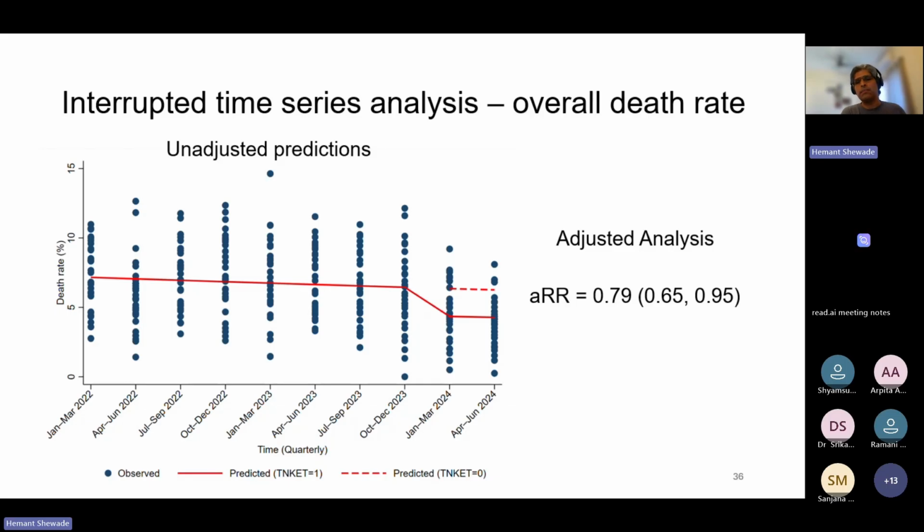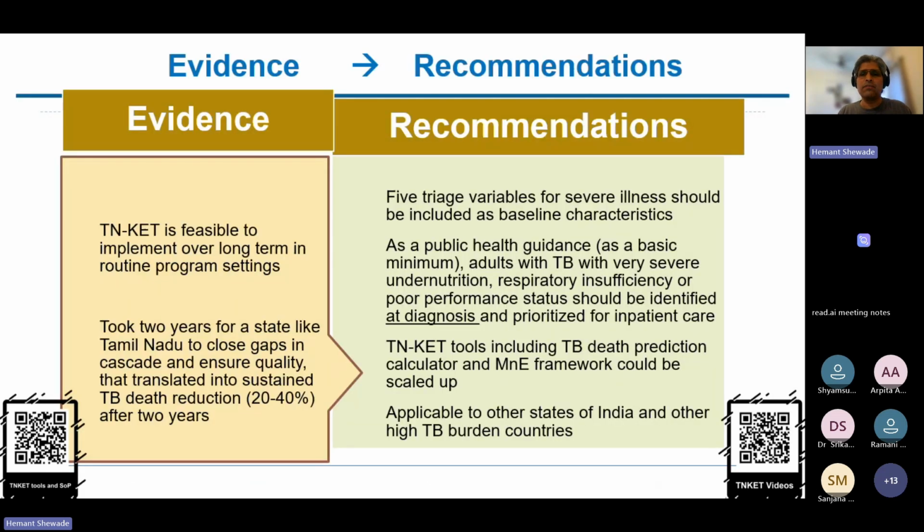And based on interrupted time series analysis, we are getting a 20% reduction, both in the same direction, both of public health significance, both of statistical significance as well. And this was consistent after doing sensitivity analysis as well. So one can say that after 1 to 2 years of implementation for sustained TB death reduction, around 20 to 40% sustained TB death reduction was observed at state level.